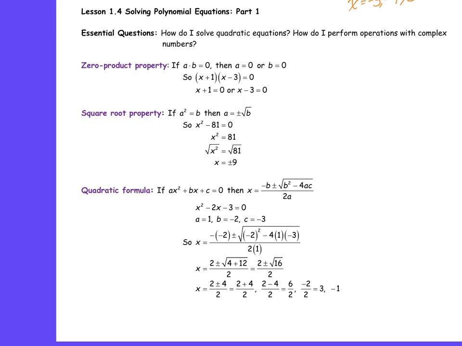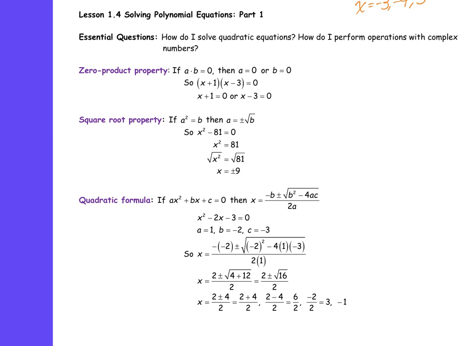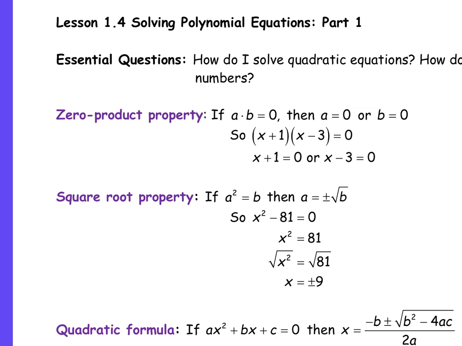Of course, the easiest way is to factor with the zero product property, which says if I have two things multiplied together that equal zero, then one of them has to be zero, right? That's what we've been doing to solve in the previous lesson. So if I have x plus 1 times x minus 3 equals 0, x plus 1 has to equal 0, or x minus 3 has to equal 0. And I solve for x, right?